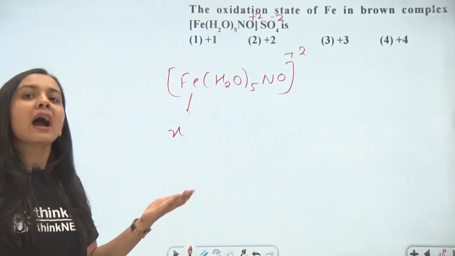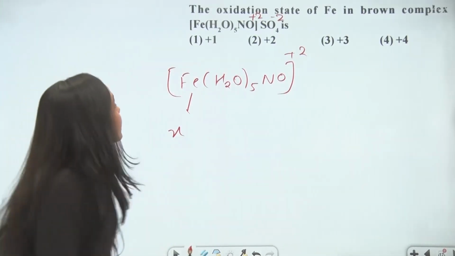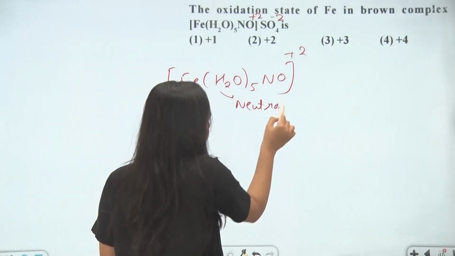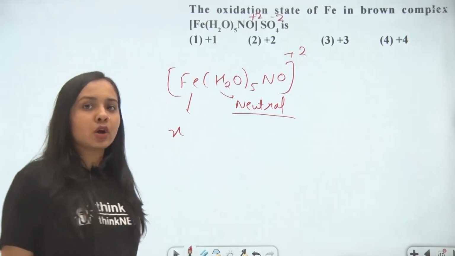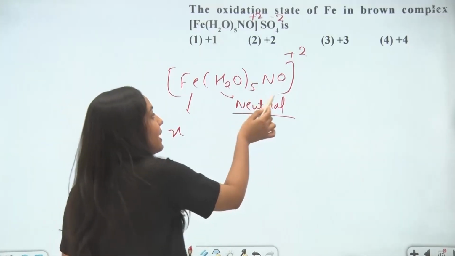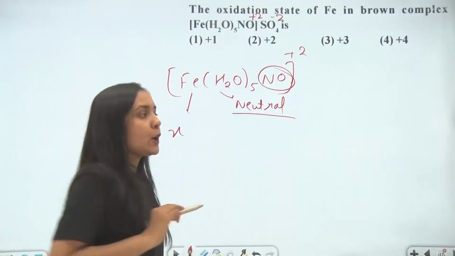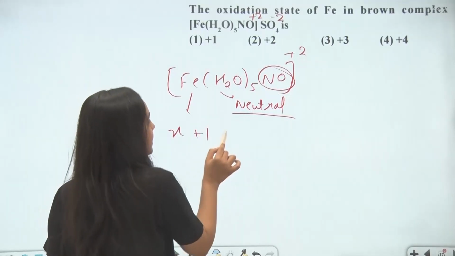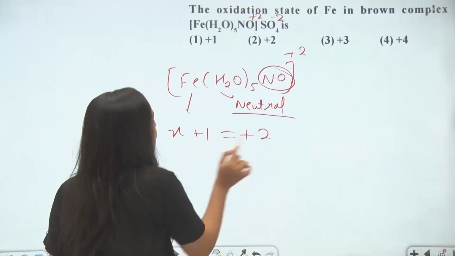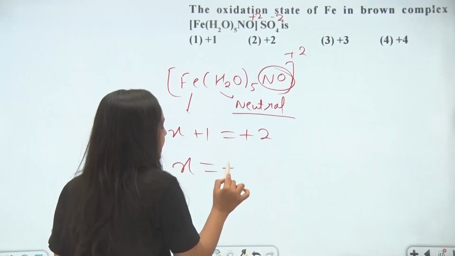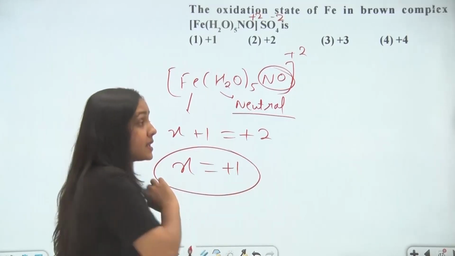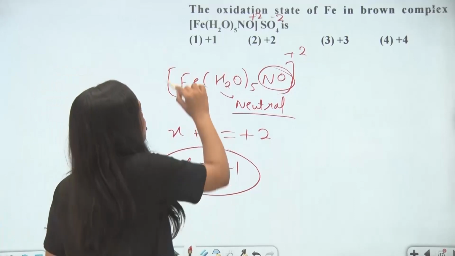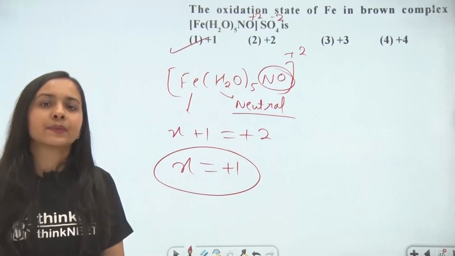So let X be the oxidation state of the iron. H2O is a neutral ligand. So if it is neutral, then it has 0 oxidation state, right? And here we have nitrosonium. And this NO, this nitroso group has +1 oxidation state. So X plus 1 is equal to +2. So after solving this, we obtain X is equal to +1. That means iron has +1 oxidation state in this brown complex. So option 1 is the correct answer. Thank you.